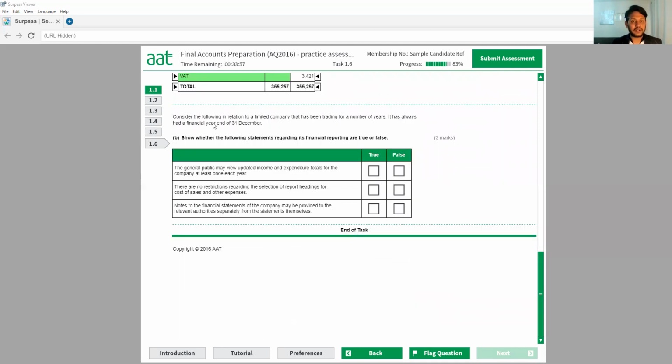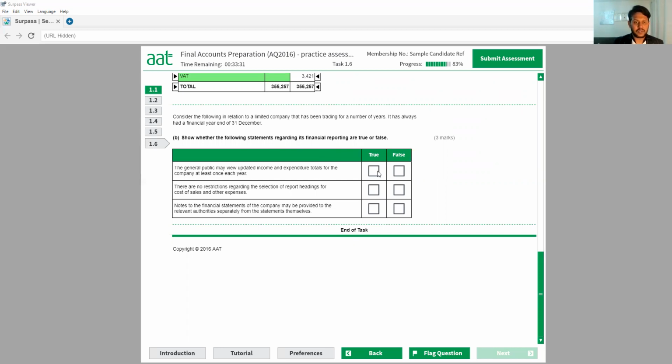Consider the following in relation to a limited company that has been trading for a number of years. It has always had a financial year end of 31st of December. Show whether the following statement regarding the financial reporting is true or false. The general public may view updated income and expenditure totals for the company at least once in a year.